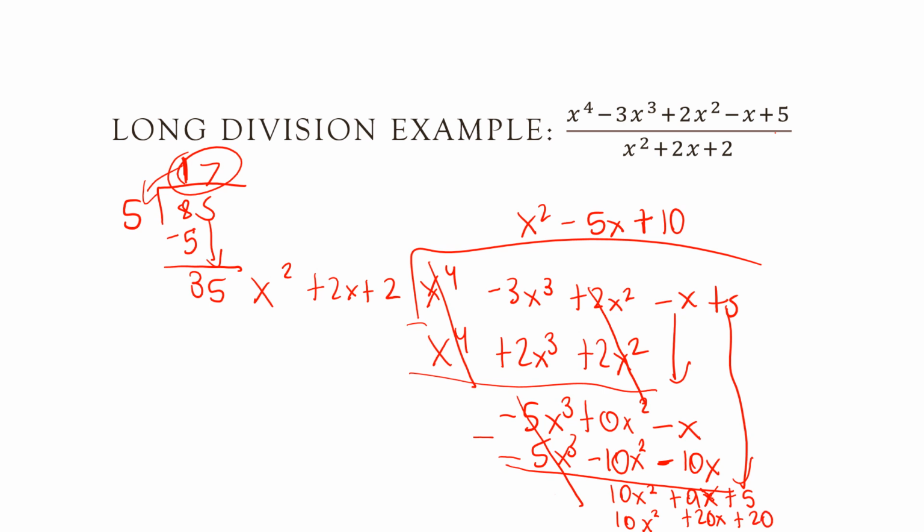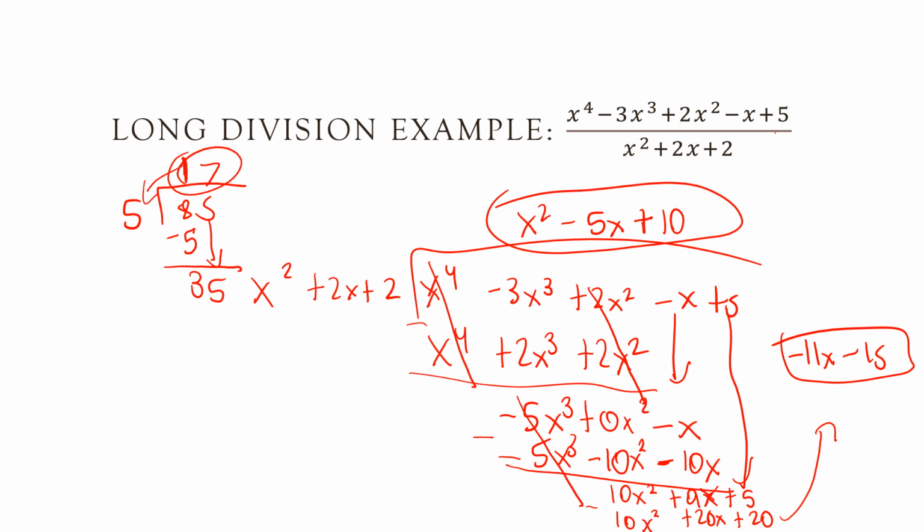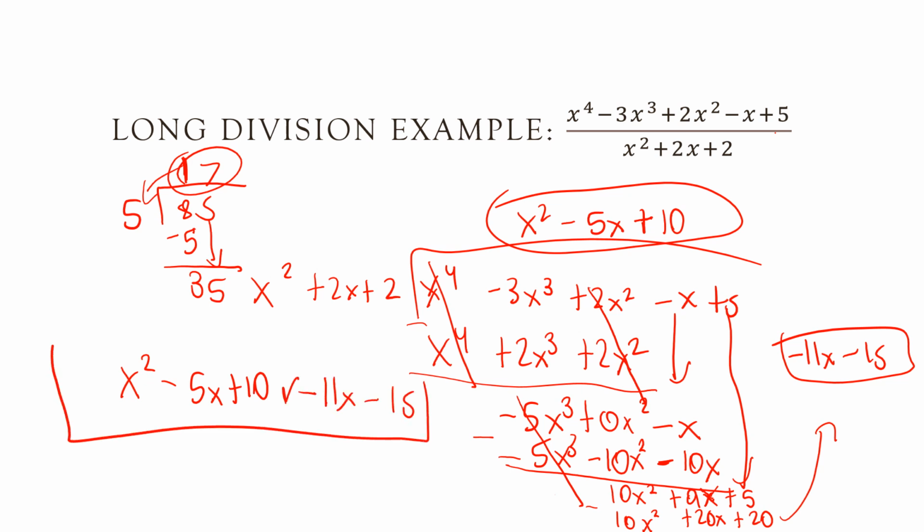And then when we subtract this all out, I'm running out of space. When we subtract that out, we get minus 11x minus 15. And we can't divide further, so this is our remainder. This is our quotient. So our answer is written as x squared minus 5x plus 10 remainder minus 11x minus 15. That's your answer.